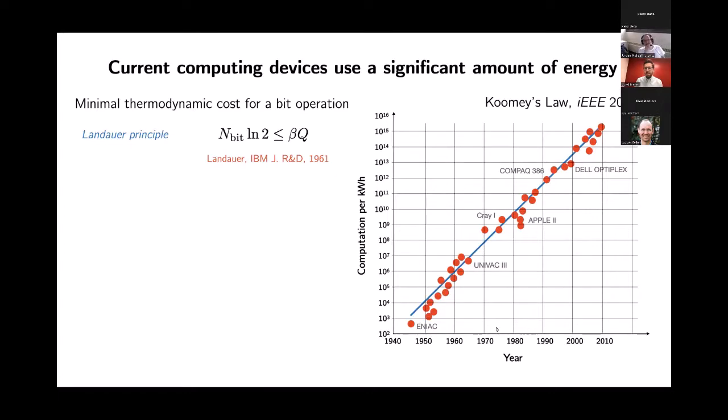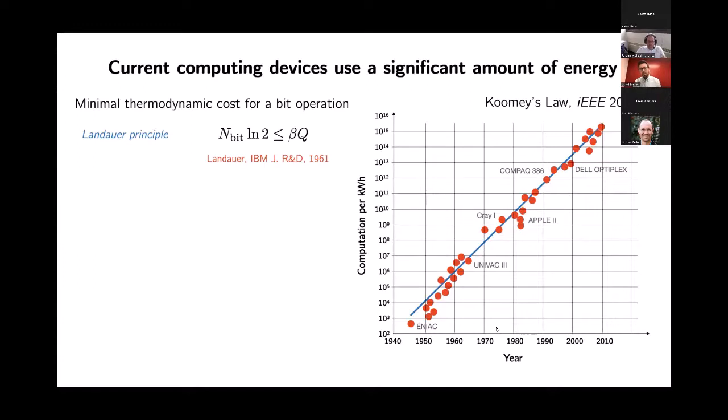This increase in efficiency, energetically, has been formalized in a relationship known as Koomey's law. This is the increase of the efficiency per bit operation in terms of the energetic cost, and it grows exponentially, starting with the old vacuum tube computers and increasing all the way to the iPhones that maybe some of you are streaming this talk off of.